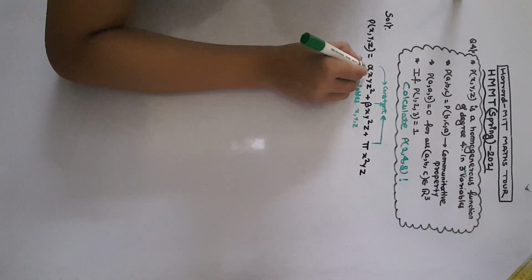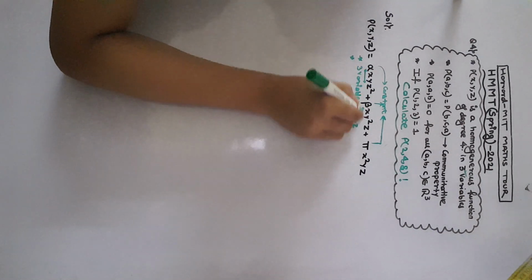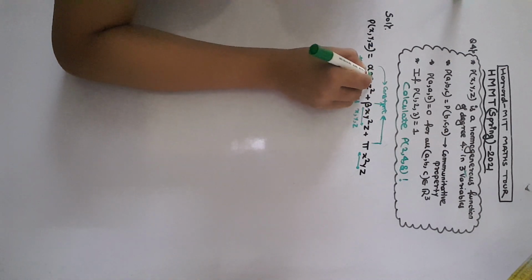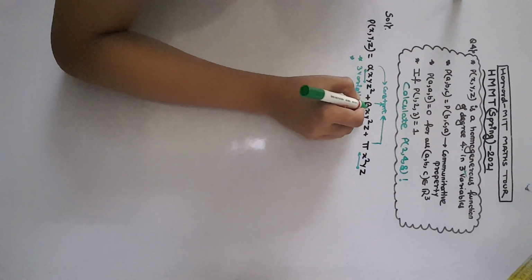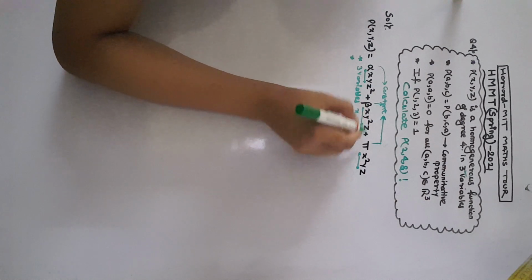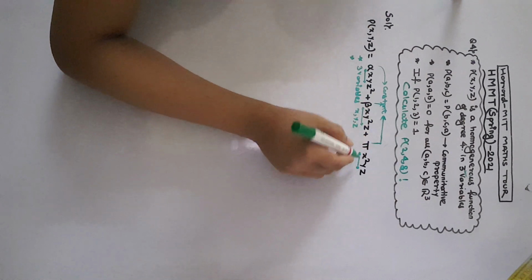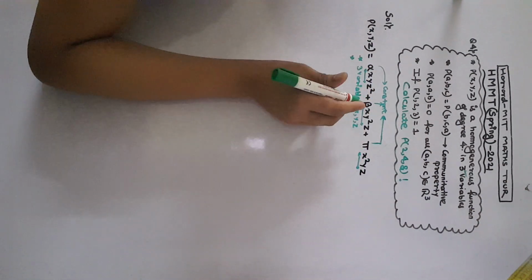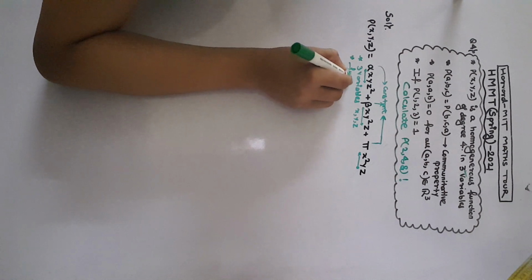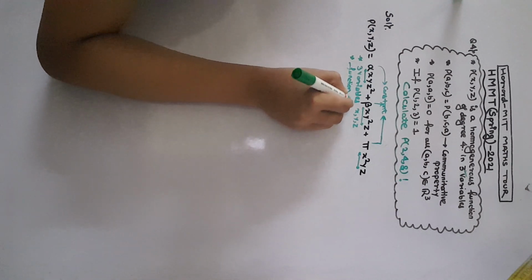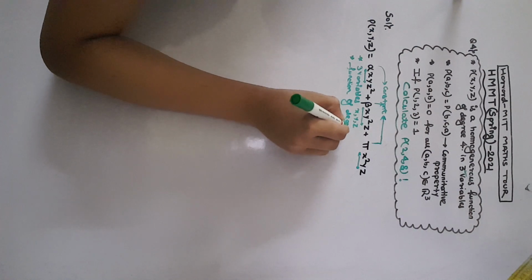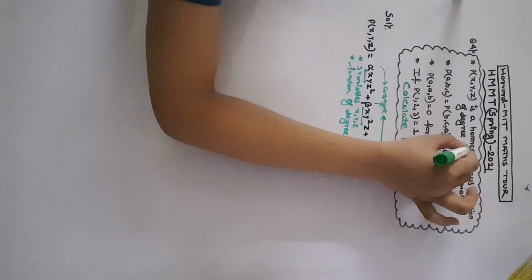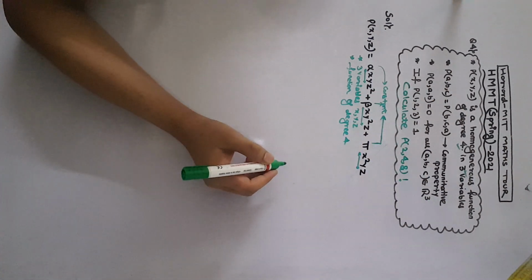Second thing, each term has a total power of 4. You can see that x to the power of 1, y to the power of 1, z to the power of 2. So the sum of the powers of x, y, z is 4. Similarly, in the beta term, the sum of the powers of x, y, and z is also 4. Similarly, in the pi term, the sum of the powers of x, y, z is 4. So our second characteristic here is that it is a function of degree 4.